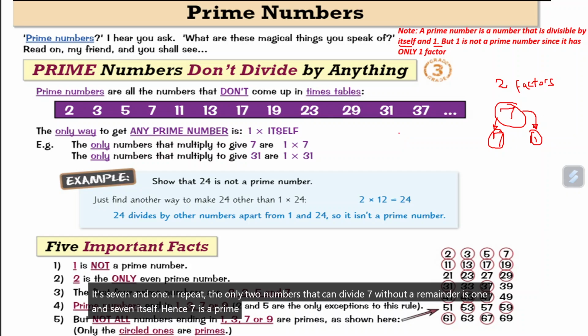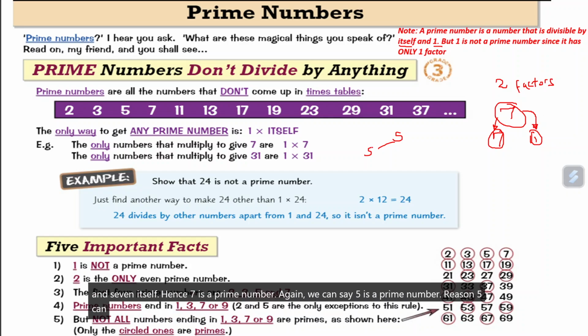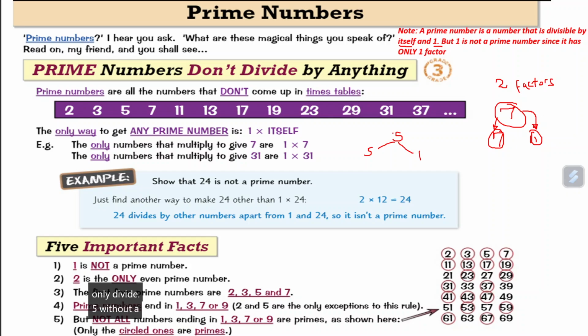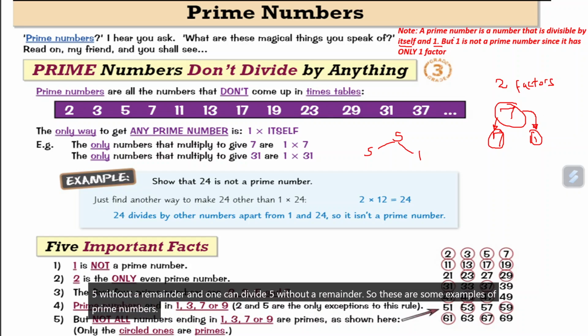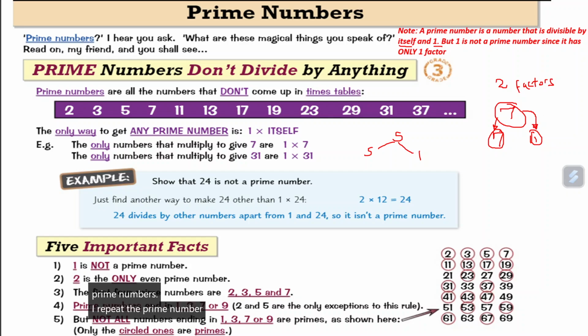Again, we can say 5 is a prime number. Reason: 5 can divide 5 without a remainder, and 1 can divide 5 without a remainder. So these are some examples of prime numbers. I repeat, a prime number is a number that is only divisible by itself and 1.